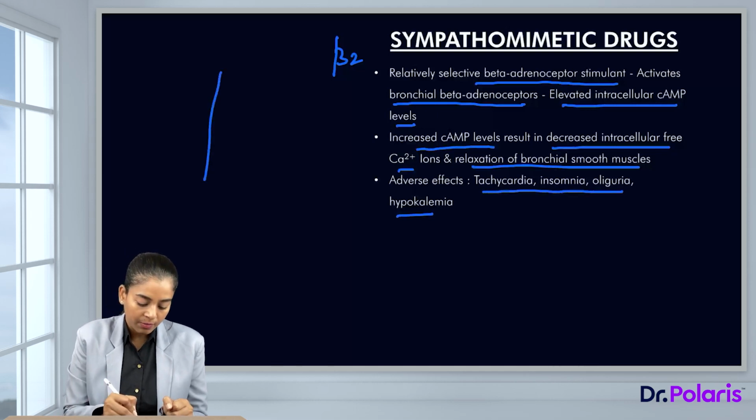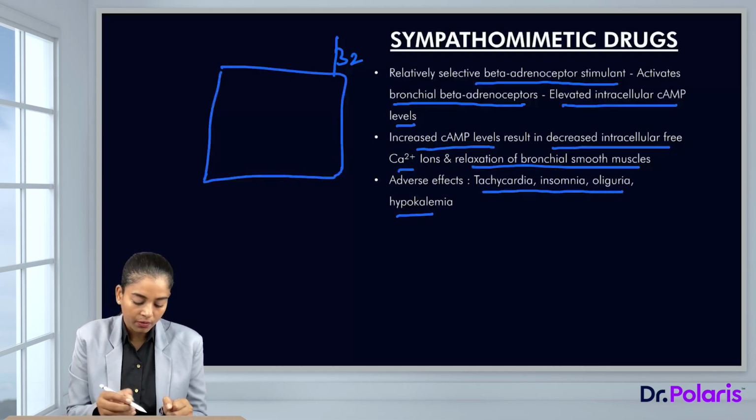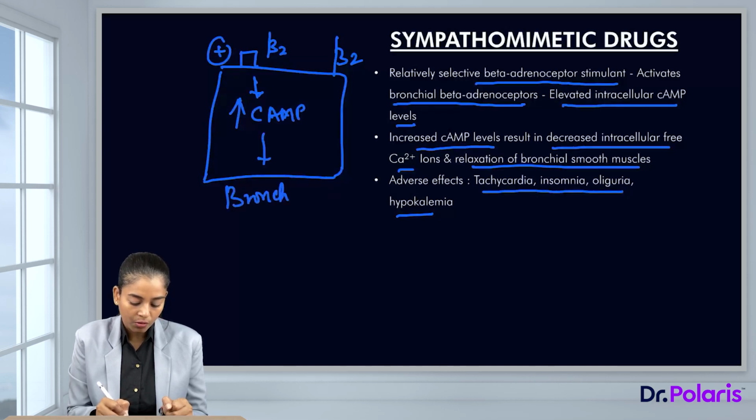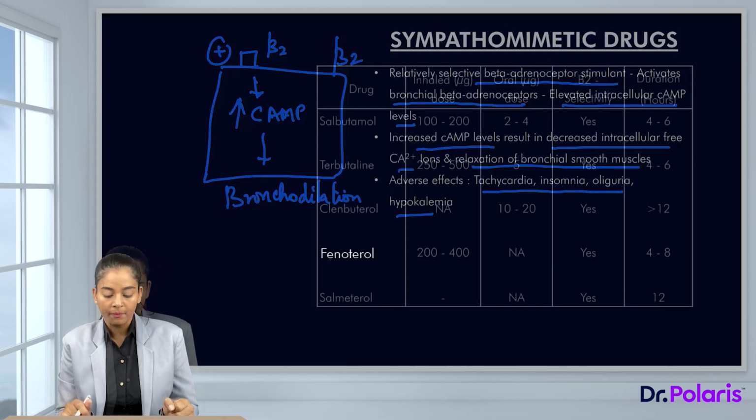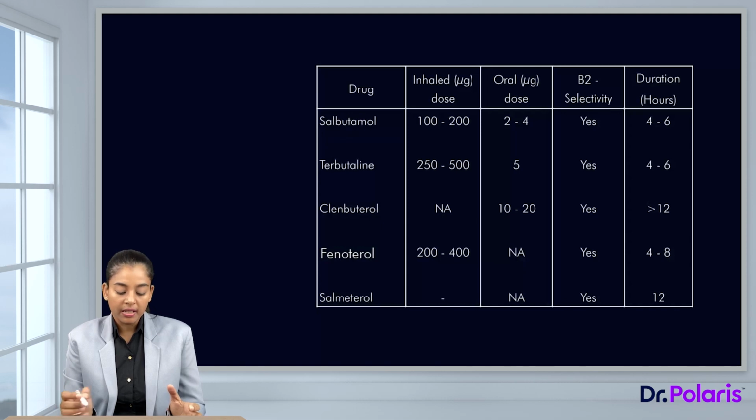So this is the bronchial smooth muscle, right? We saw now, it contains a beta-2 receptor. So when this gets stimulated, it will increase the cyclic AMP. This cyclic AMP will cause bronchodilation. Okay. So these are the drugs under beta-2 agonists.